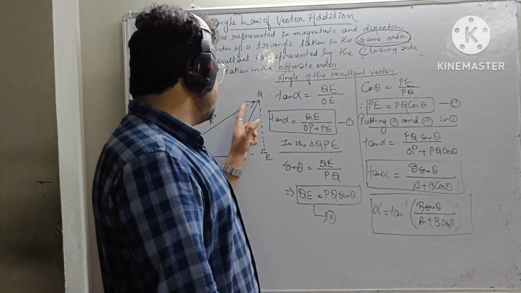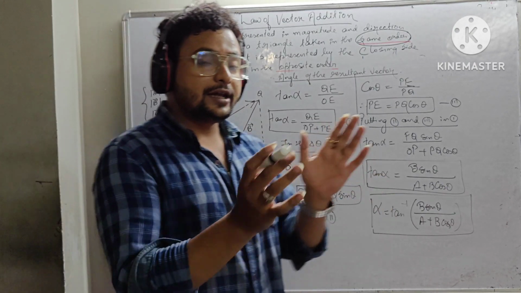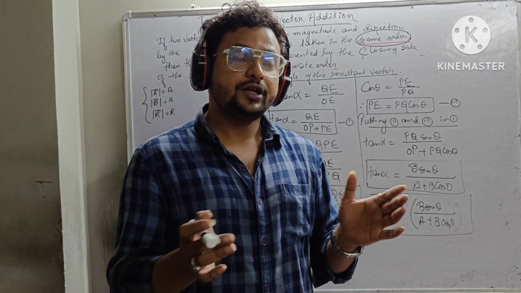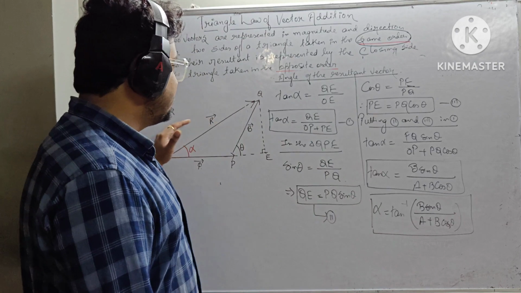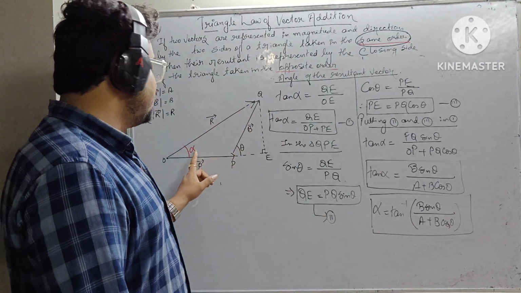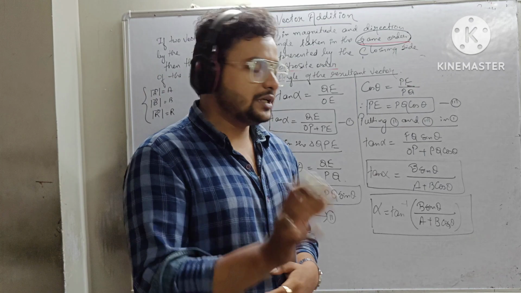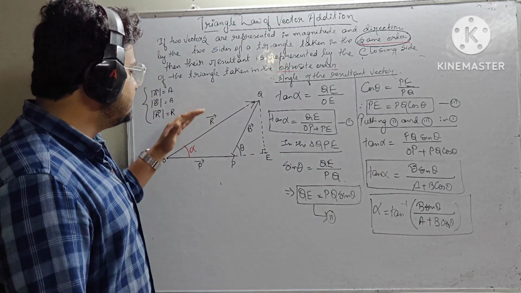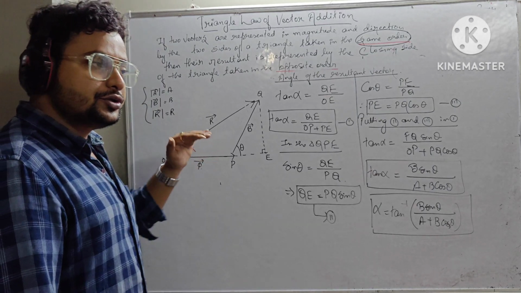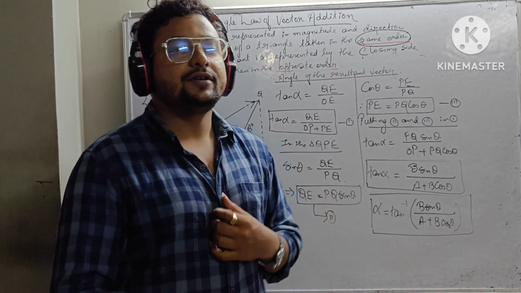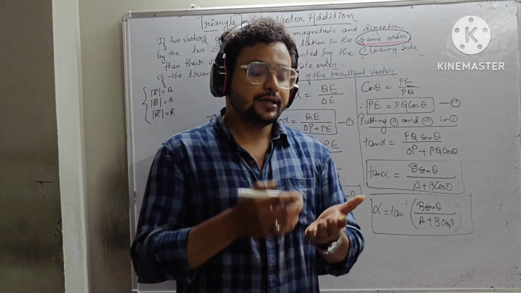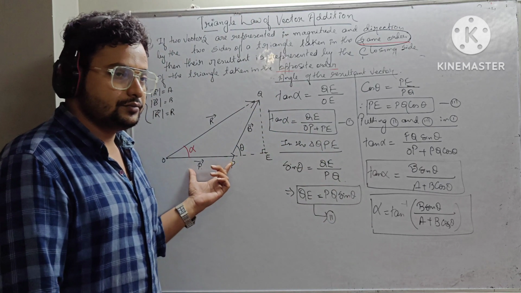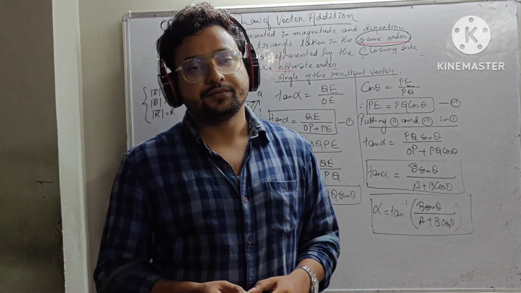Once you know the magnitude of R, you can find out the angle. Both cannot be calculated together. In this particular triangle law, you cannot calculate both of them together. You have to calculate one by one. Once you have calculated the magnitude, then you can calculate alpha. Suppose alpha becomes 30 degrees. So you can say that the resultant makes an angle of 30 degrees with vector A. Suppose the resultant comes out as 5 meter per second. So you can say the resultant is 5 meter per second, making an angle of 30 degrees with vector A, and that will become your answer.